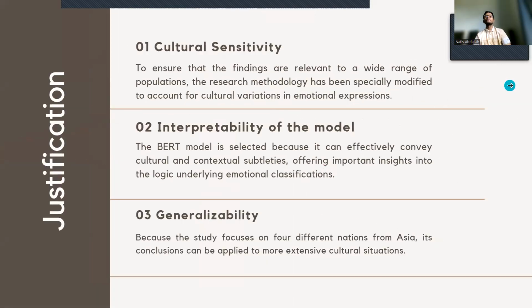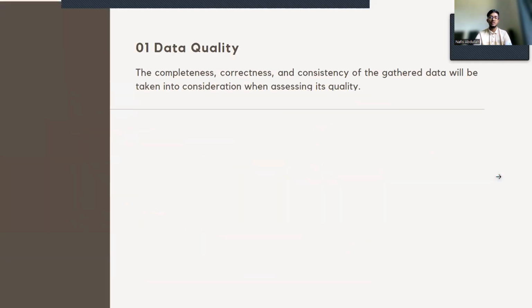So justification, cultural sensitivity. To ensure that the findings are relevant to a wide range of populations, the research methodology has been especially modified to account for cultural variations in emotional expressions. Then interpretability of the model. The BART model is selected because it can effectively convey cultural and contextual subtleties, offering important insights into the logic underlying emotional classification. Then generalizability, because the study focuses on four different nations from Asia, its conclusions can be applied to more extensive cultural situations.